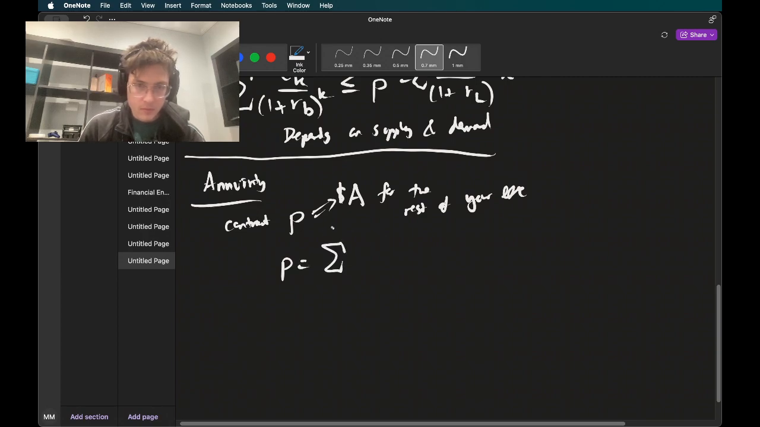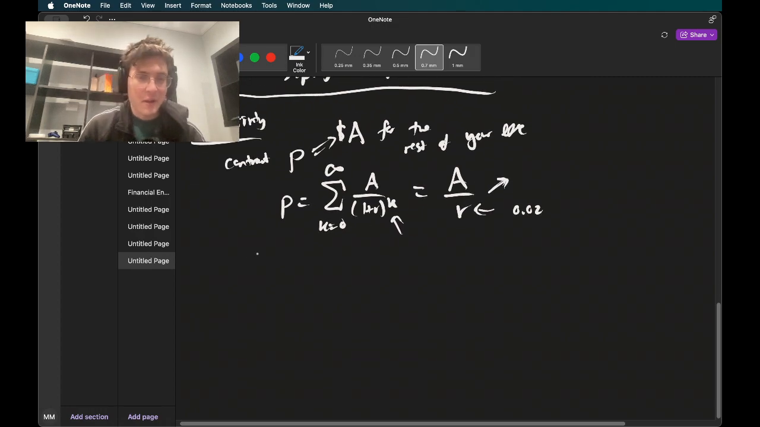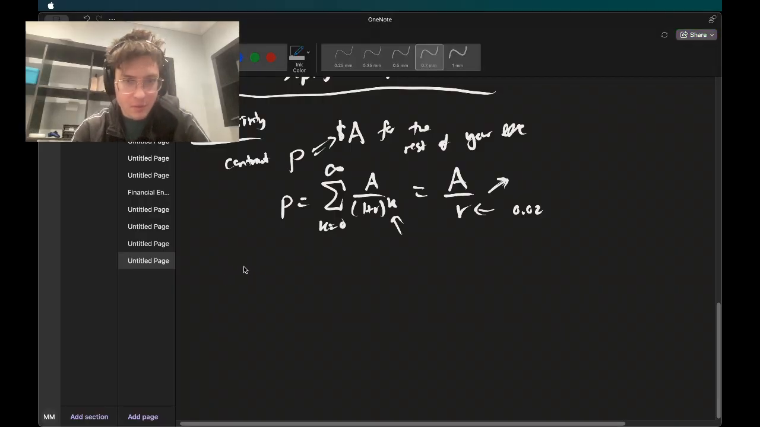So again, this is for the rest of your life. It's A over 1 plus R to the K, and this is a geometric series, so it sums to A over R. This R is probably small, like 0.02 or something, so this is huge. But it turns out this is not an unbounded value. You can actually pay something to get money for the rest of your life.